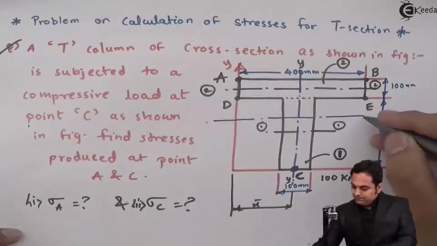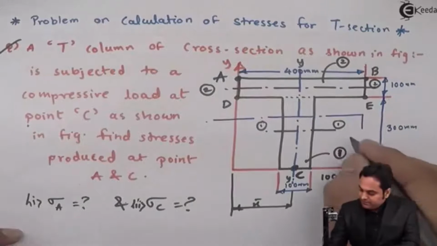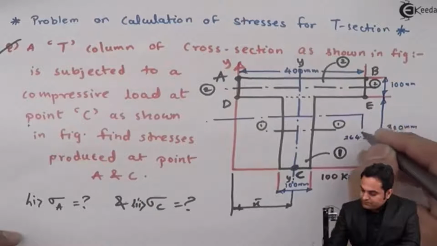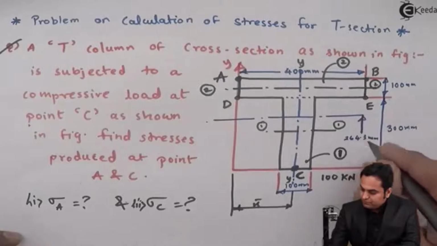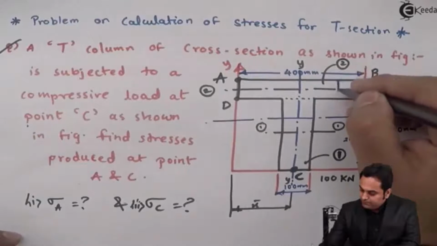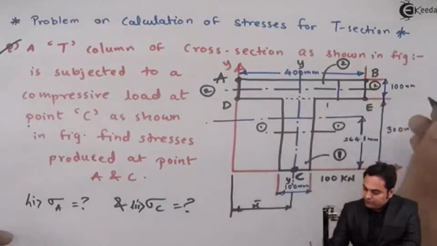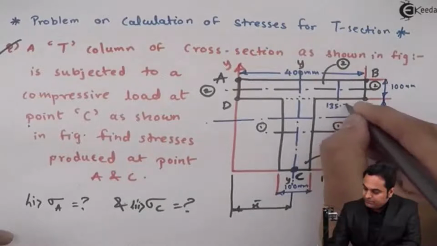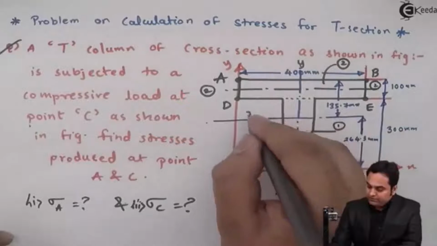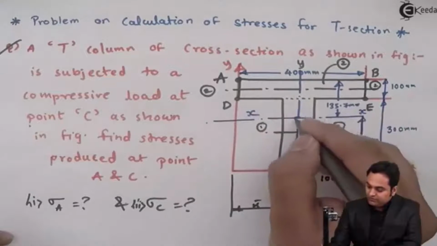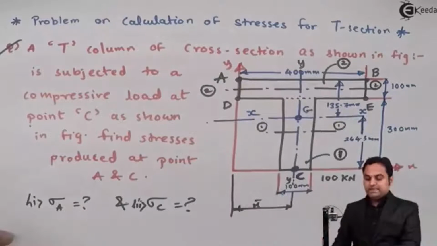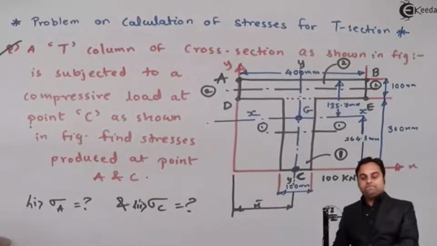So here, this distance, I am marking it as 264.3 mm. This is the location of the x-axis from bottom, and from top it is 135.7 mm. So here I have located the x-axis for the T section. Wherever x and y intersect, that is the centroid. So the centroid has been located.